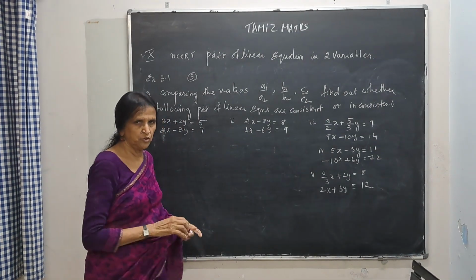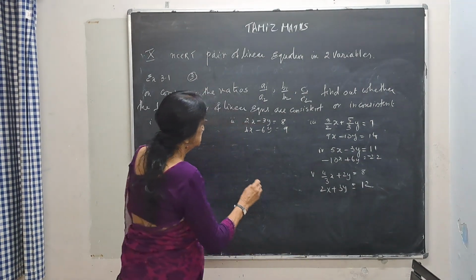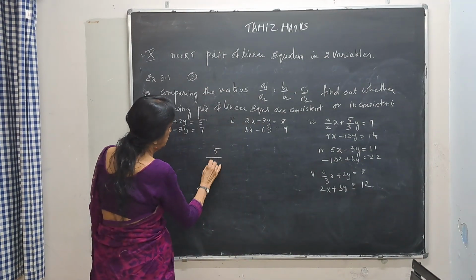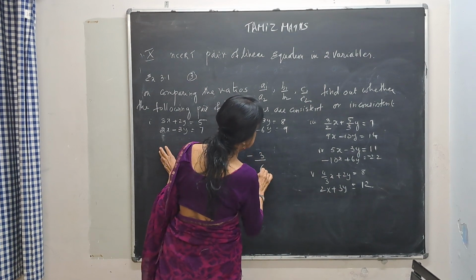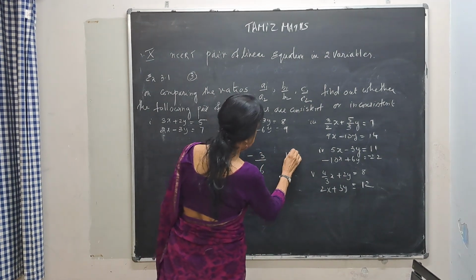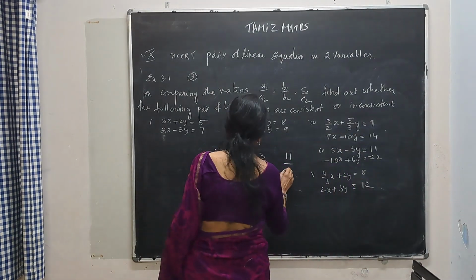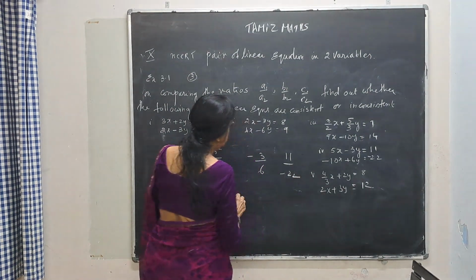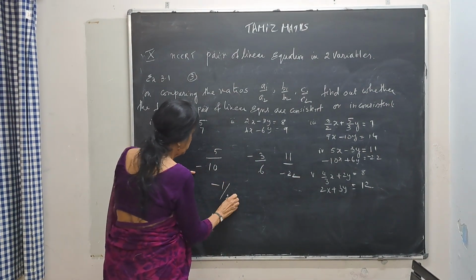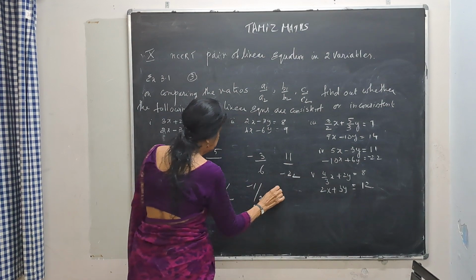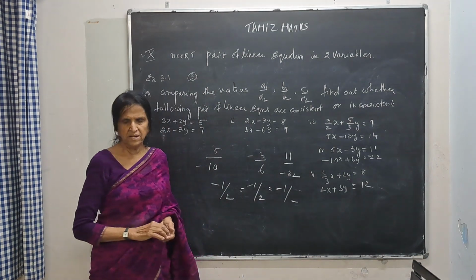Just a few more minutes, then this will be over. Now we'll go for this. 5 by minus 10, minus 3 by 6, and that is 11 by minus 22. 5 by minus 10 is minus half, this is minus half, this is minus half. All are equal. So it is consistent with many solutions.